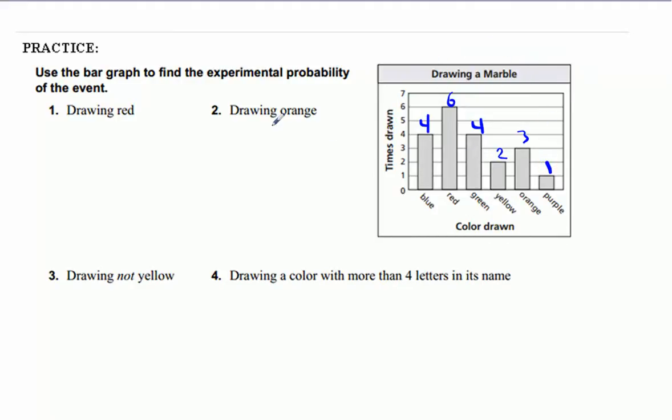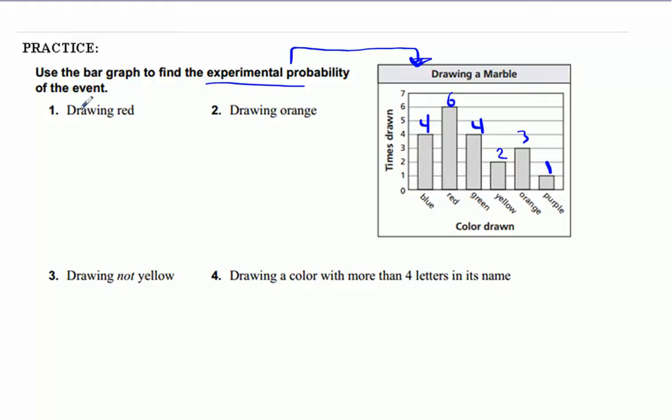I don't know anything about the marbles. I don't know how many colors there were. I'm thinking there were probably a lot of red in the bag and then probably not a lot of purple in the bag. That's what I'm thinking based on this graph. But I don't really know because they didn't tell me anything about the marbles that were in the bag. So it says use the bar graph to find the experimental probability. So I'm only looking at this to figure out what probability I have.